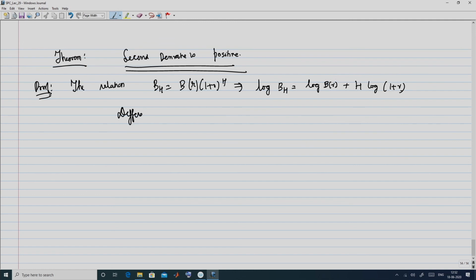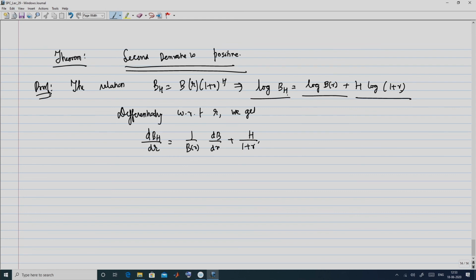So, then differentiating with respect to r, we get dBH over dr is equal to 1 over B(r) into dB/dr plus h over (1 plus r). So, this is the derivative of these two expressions. Now, what is this? dB/dr over B(r) can be written as minus D over (1 plus r) plus h over (1 plus r). And since from the previous theorem D is equal to h, this becomes equal to 0.